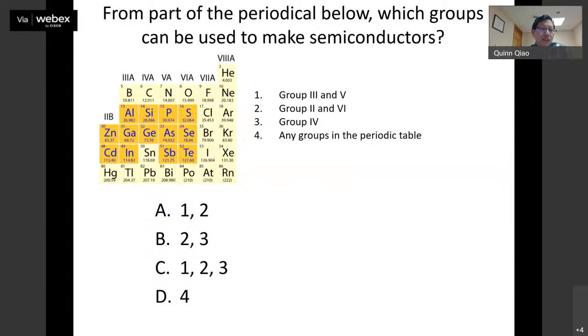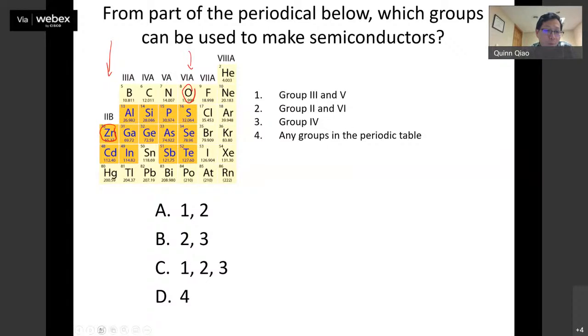Which group in the periodic table do people typically use to make semiconductors? Think about zinc oxide: that's a zinc group and then the oxide group, a 2-6 group. You can also form a semiconductor from gallium arsenide. This is zinc oxide, and that's 2-6.